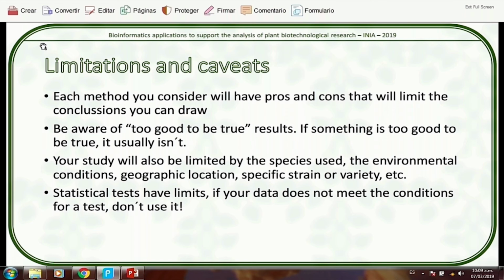Finally, the statistical tests have limits. If your data does not meet the conditions for a test, don't use that test. A very clear example I've seen way too often is, I don't know, have you ever used a program called Structure? It's to determine population structure from just raw SNP data or microsatellite marker data. Basically, what it does, it asks you to feed it the number of different populations, and the classification of each of the samples that you're feeding it as belonging to population 1, 2, 3, or 4.